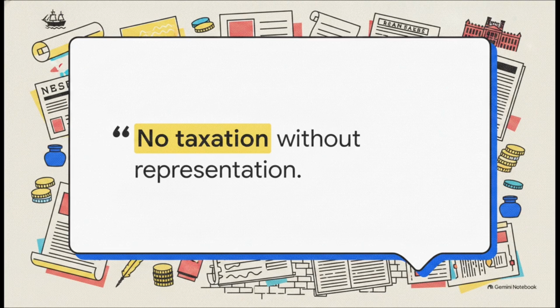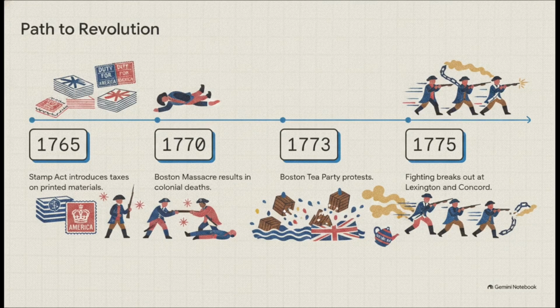The logic was clear. If they didn't have elected representatives actually sitting in Parliament, then Parliament had absolutely no right to take their money. From there, the powder keg was officially lit. We see a deadly confrontation at the Boston Massacre in 1770, which is followed by the Boston Tea Party in 1773. Britain responds with an absolute iron fist, right? But that punishment only unites the colonies even further. Until, in April 1775, shots finally rang out at Lexington and Concord. The American Revolution had officially begun.